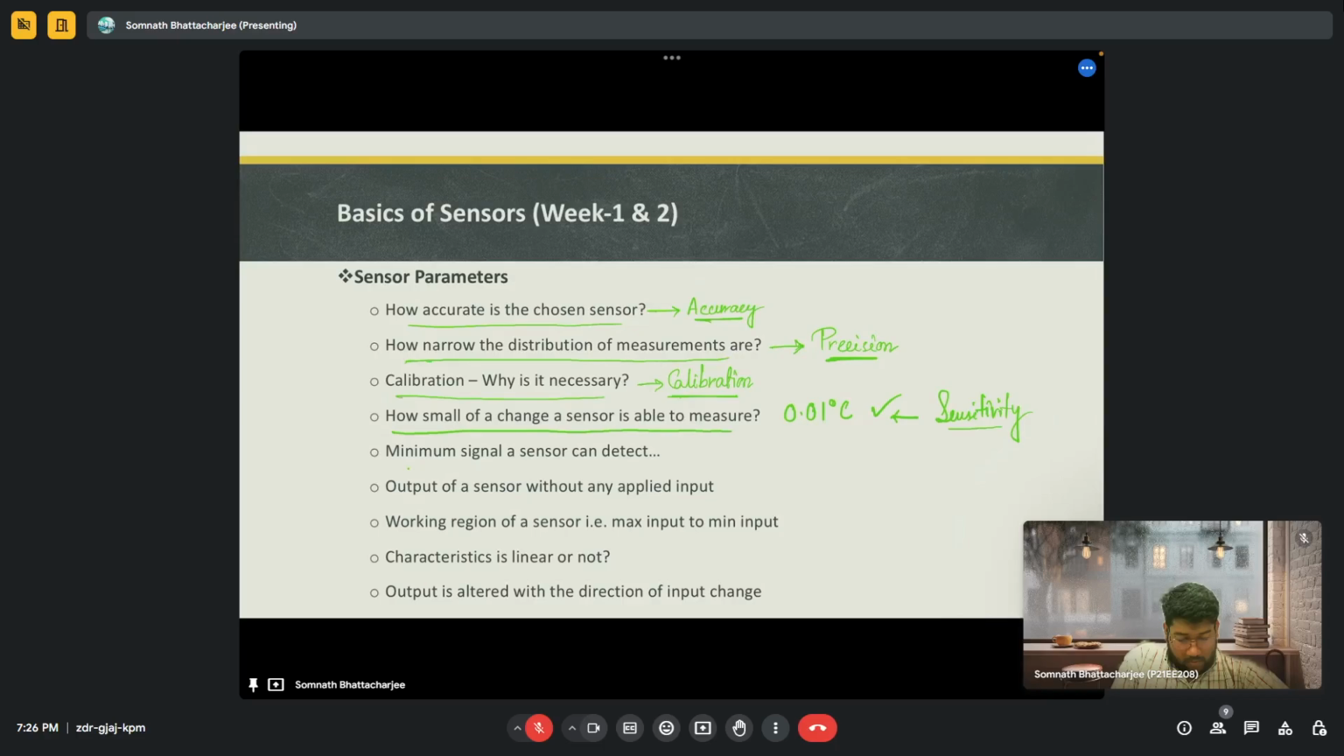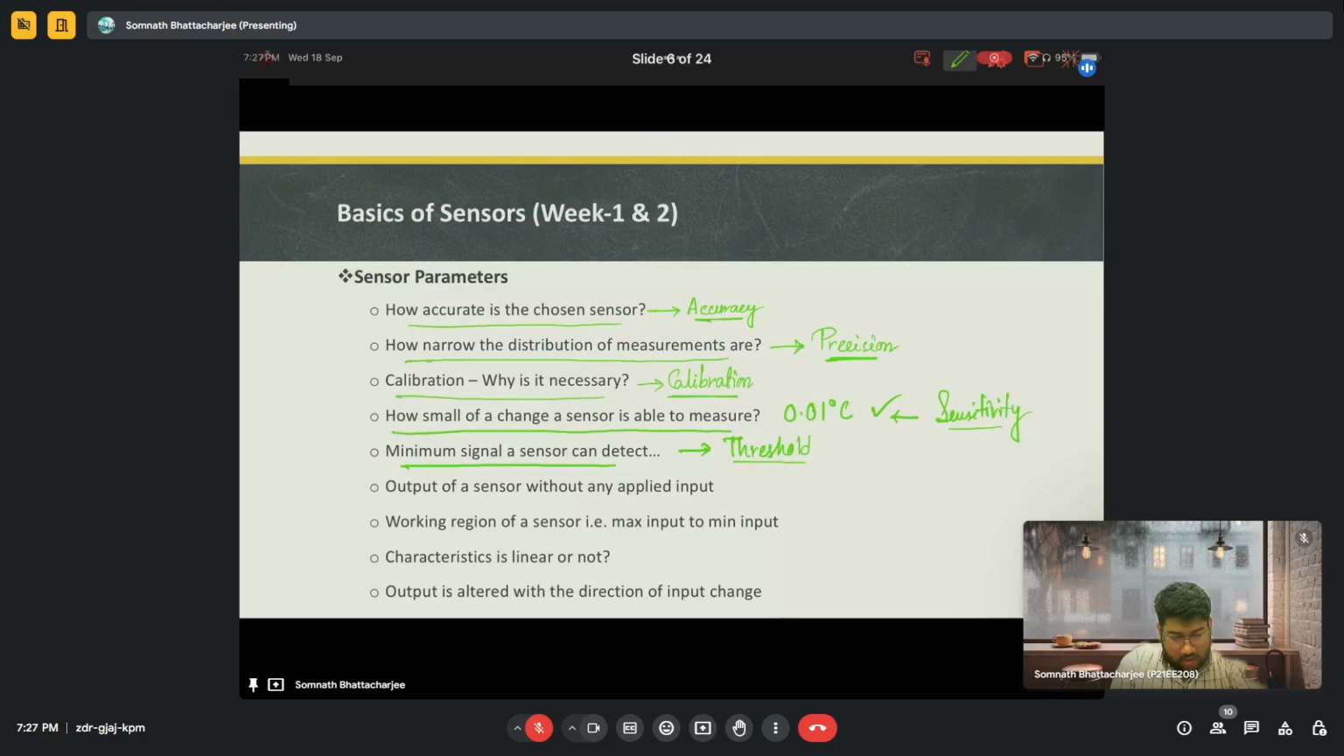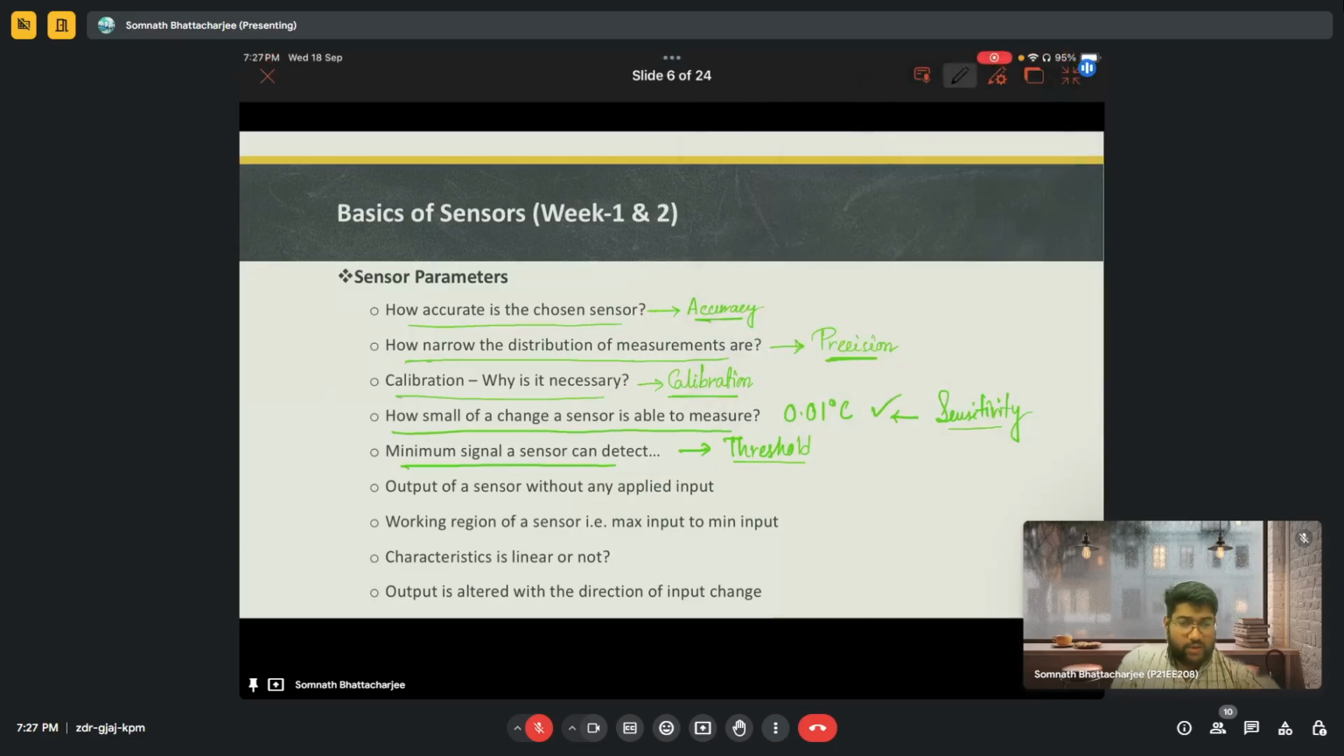Now, what is the minimum signal a sensor can detect? That's called the threshold. Let's say we have a pressure sensor. Or let's take the same example of a temperature sensor. You need to sense temperature, but your sensor is inactive within the range of 0 degrees to 2 degrees.